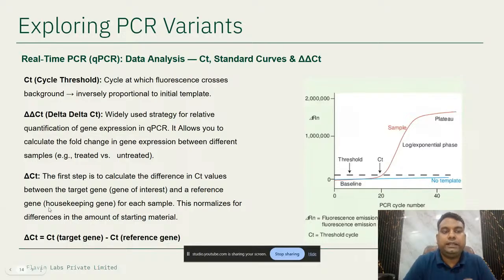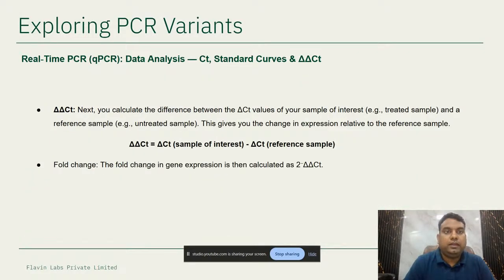So to get delta CT, first we will subtract the reference gene CT from the target gene CT. For example, your target gene CT is 16, your reference gene CT is 25, so you do 16 minus 25, and that will give you the value of delta CT. Hope this is clear to you. Then we will go for delta delta CT.